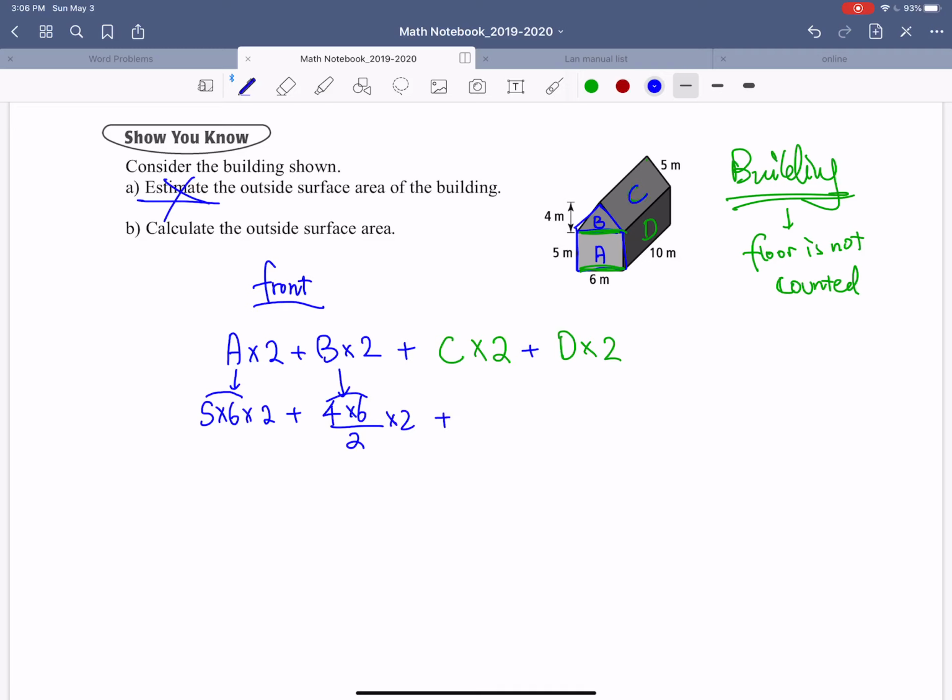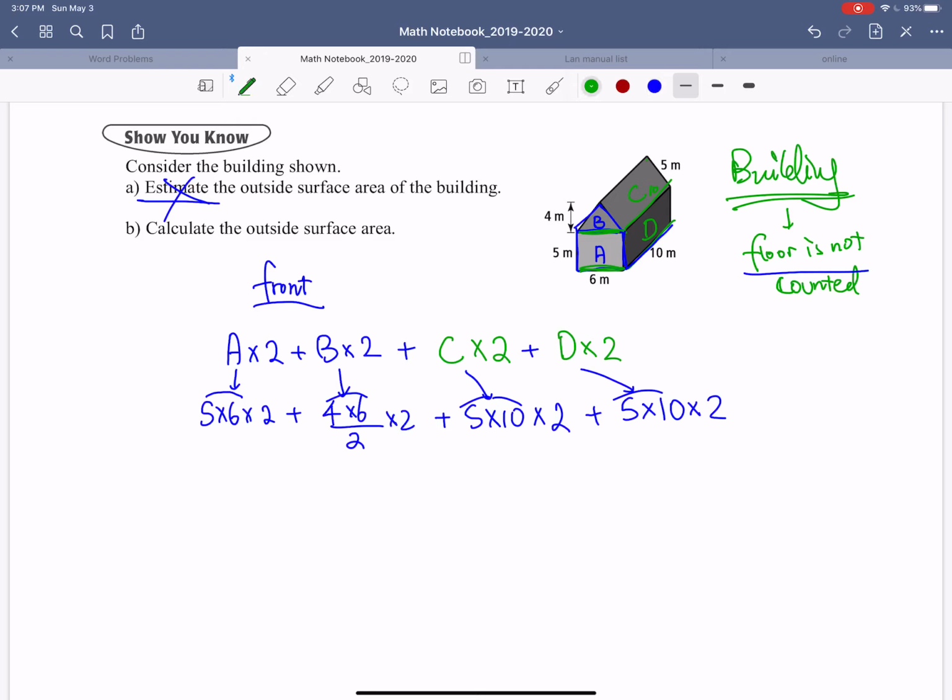Where is C? C is a rectangle. Do we know the dimensions of the rectangle? Yes, for sure, because if that's 10, this is 10 too. So 10 and 5. So 5 times 10 times 2. That's C covered. And D is basically, the bottom is 10, the side is 5. So plus 5 times 10 times 2. And then you're done. You don't care what's at the bottom, because the floor is not counted for a building that's standing there, because it's covered by the ground.